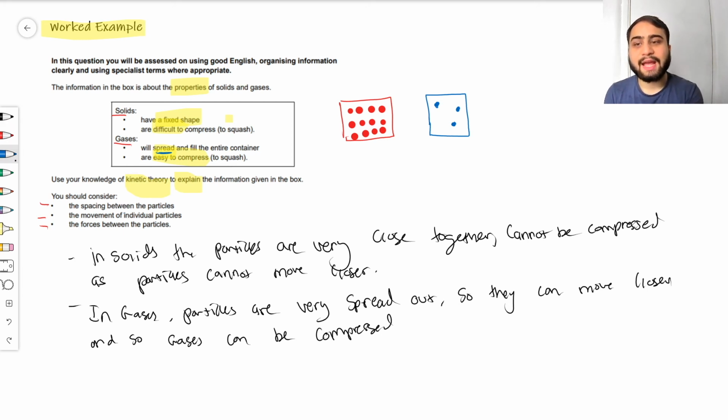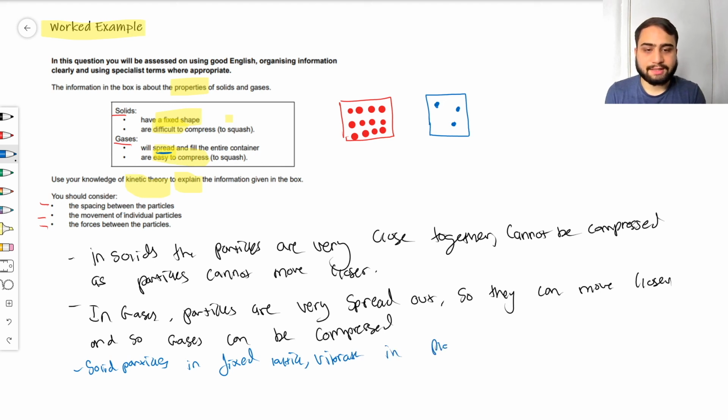Now let's do 2 more points and have a look at the movement of individual particles. So I know that in solids, we just said that they're in a fixed lattice. So solid particles in a fixed lattice, this means they vibrate in place, right? Okay, so they just stand there and they sort of shake. But in a gas, the gas particles are free to move. Now, how do they move? Do they move in a really ordered, structured way? No, they go all over the place. They move randomly. Okay, so that's our 4 marks right there.